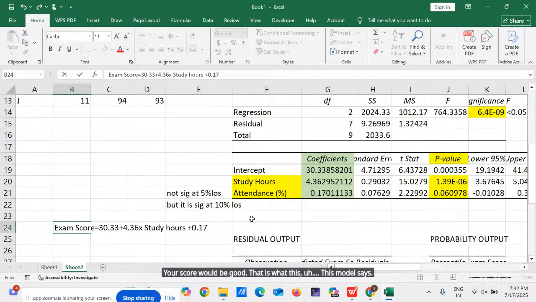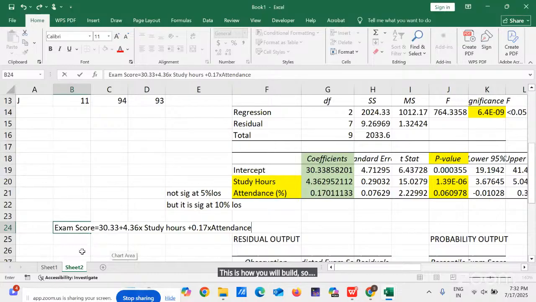According to this observation, see, every observation would differ. So according to this observation, study hour is more focused. Even if your attendance is low, if you give more effort on study hours, you can score good marks. That is what this means. This is how you will build the model.